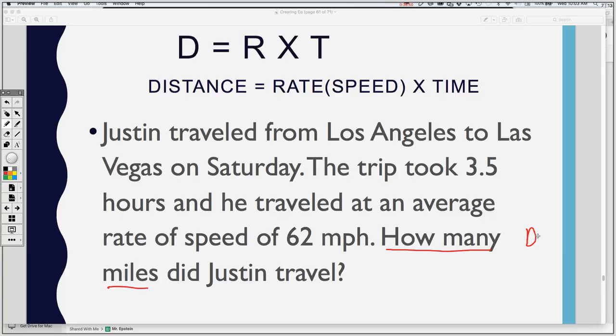Do we know what distance equals? No? Look up. Not at the ceiling, up at the top of this heading. Do you see it? Distance equals rate times time. So yeah, you have an equation. All right, now find out what 3.5 is. 3.5 hours, 62 miles per hour. And plug it in, work it out.